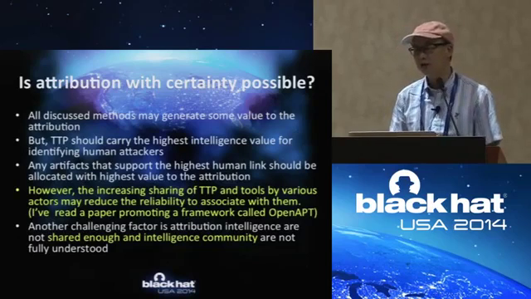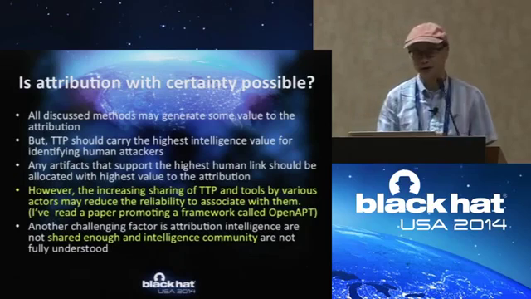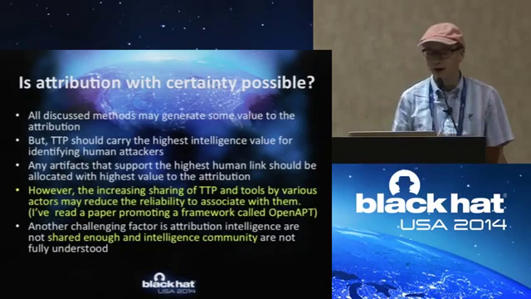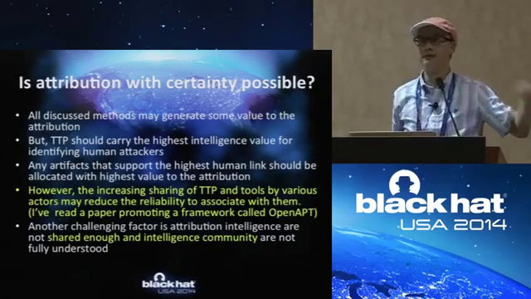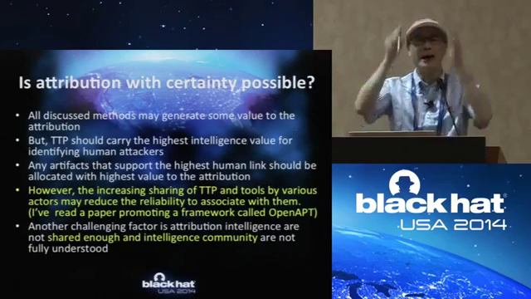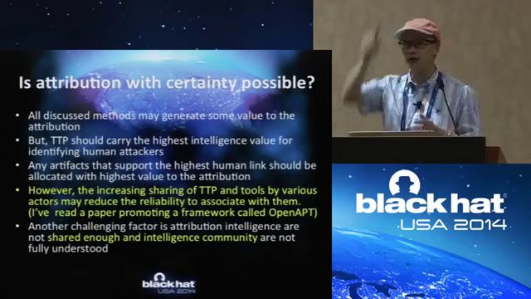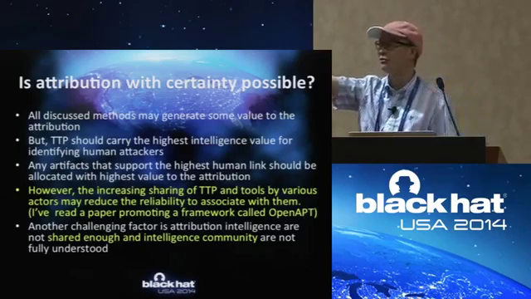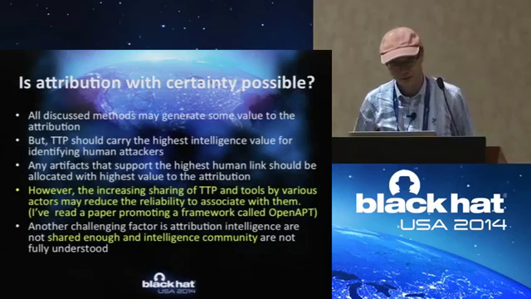Is attribution with certainty possible? As I said, it is almost impossible. It's hard. But the TTP should carry the highest intelligence value. And if I draw a line for the certainty from 0 to 100%, I'm not saying that my analysis should be put at the high end. Any analysis, any way to take out the information related with APT should lie between that. But it's not easy to have a 100% conclusion on who is the attacker.